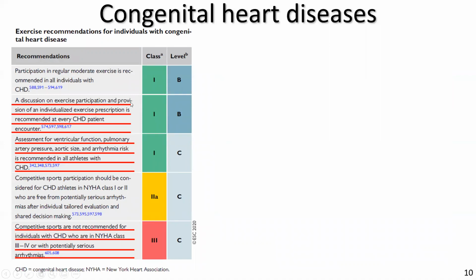But that said, just to underline a few things in red, a discussion on exercise participation and provision of an individualized exercise prescription is recommended at every coronary heart disease patient encounter. Assessment for ventricular function, pulmonary artery size, aortic size, arrhythmia risk is recommended in all athletes with congenital heart disease. And competitive sports are not recommended for individuals with adult congenital heart disease who are in New York Heart Association class 3 or 4, or with potentially serious arrhythmias.